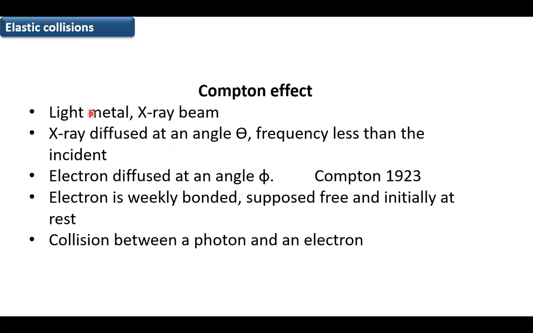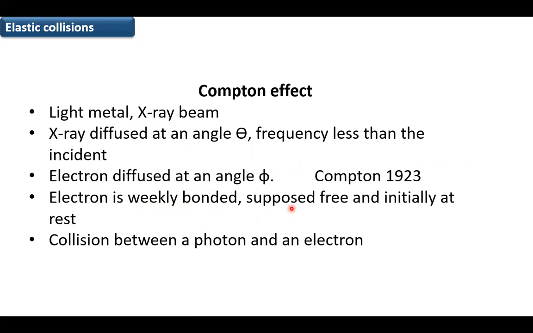Why do we use light metals? Because we need weakly bonded electrons. So the bond is very weak in light metals, so the electron is supposed free. It's like you are working with free electrons that are initially at rest.